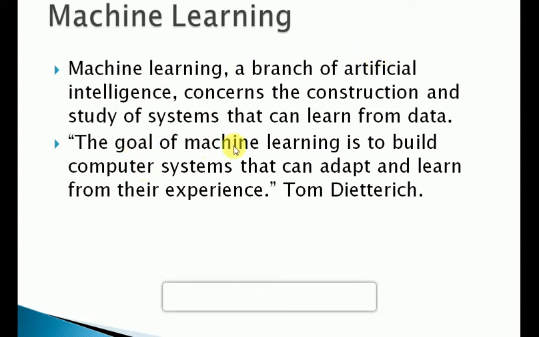So the goal of machine learning is to build computer systems that can adapt and learn from their experiences. That was said by Tom Dietterich: the goal of machine learning is that a computer system can adapt and learn from its experience, and that experience comes from data. The stronger the data we provide to our system, the more it learns.